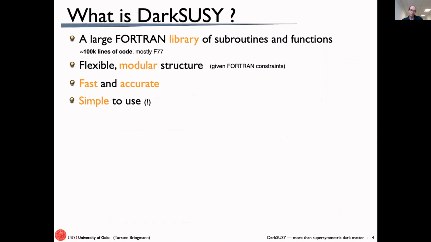Okay, so technically, DarkSUSY is a large library of subroutines and functions that you can use to calculate these dark matter observables. Given the constraints of the programming language Fortran that we've used, we've tried to make the code as flexible and modular as possible, and I think it works pretty well. And then, of course, the advantage of Fortran is that it's really fast. And as you will see, once you start playing around a bit with this, and I give you some instructions here, it is really simple to use.